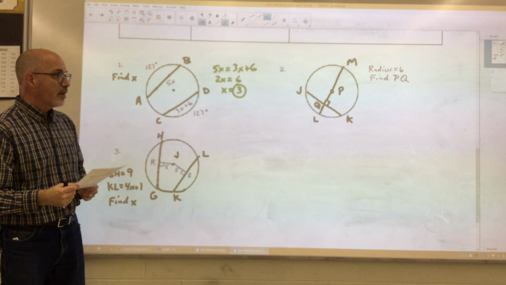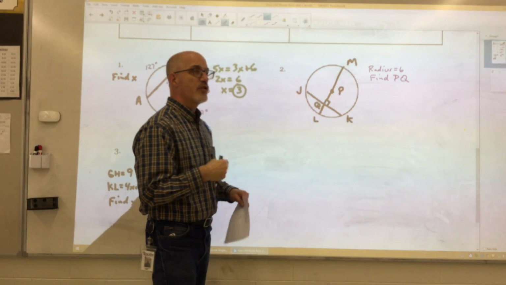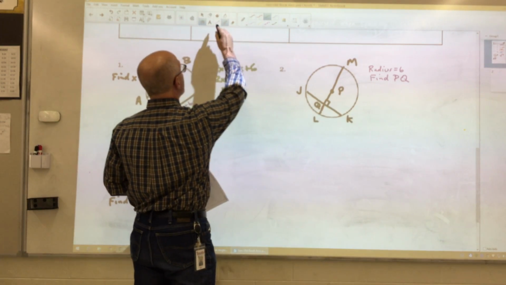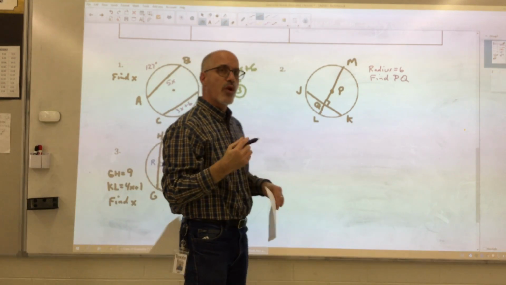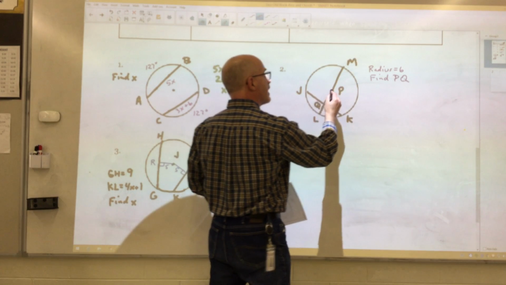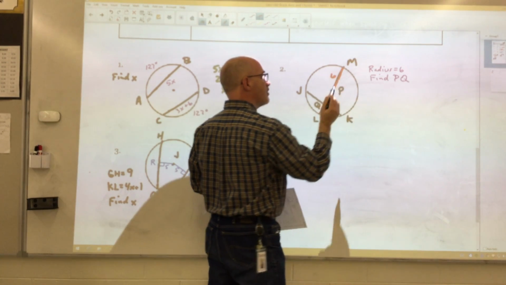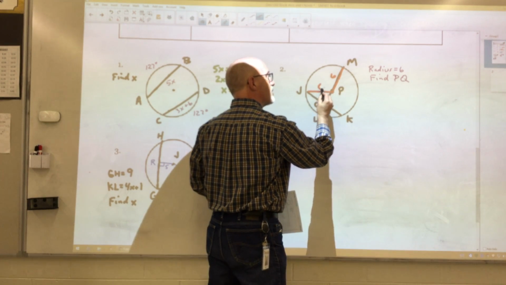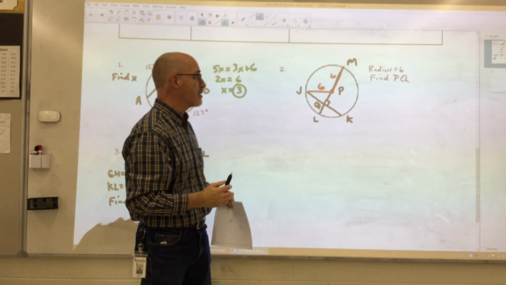The next one, what we're going to do is use the fact that that's perpendicular, and we're going to use this radius. It's a very common practice when we do problems like this that sometimes you will draw in a radius to help you solve the problem. So this radius from here to here is 6 units. We could use that, but I'm going to use it from J to P. This is also 6 units. From the center to J gives me that 6 units.